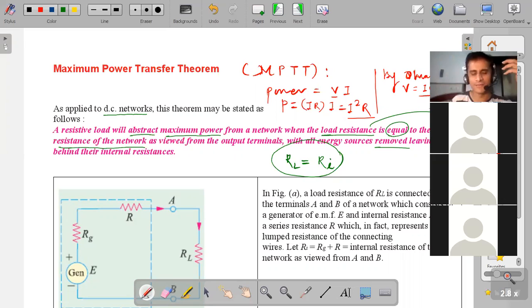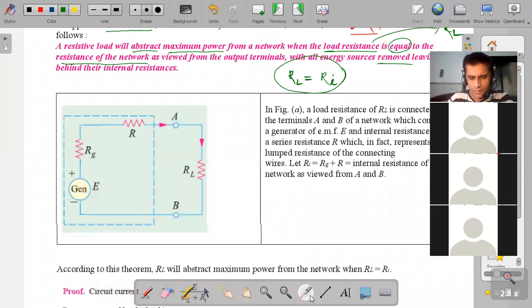Now see the circuit diagram for this. Dear student, this is the power source, an electromotive force generator or voltage source, connected to a resistance RG. RG and R are two resistors connected in series.